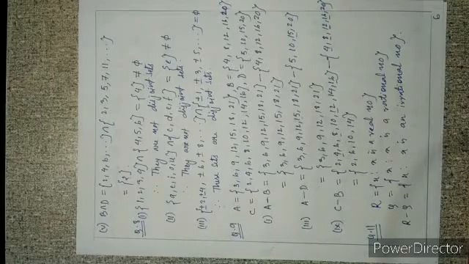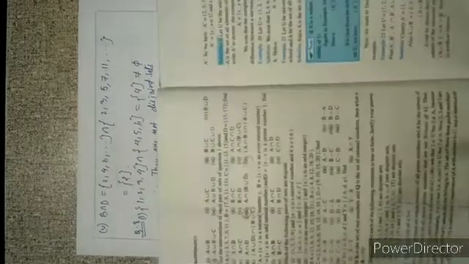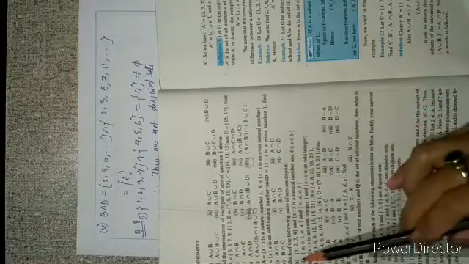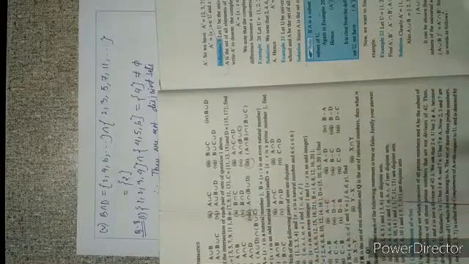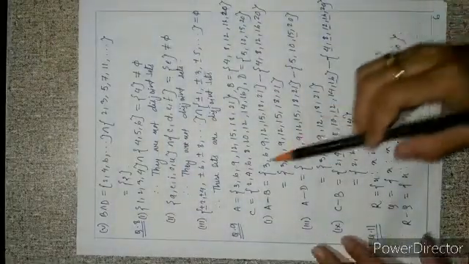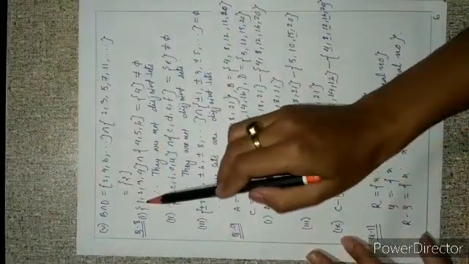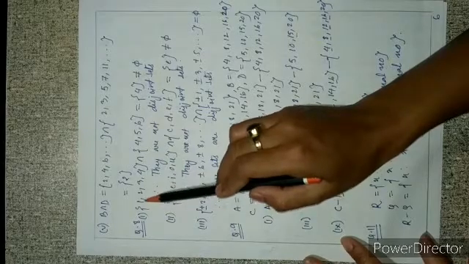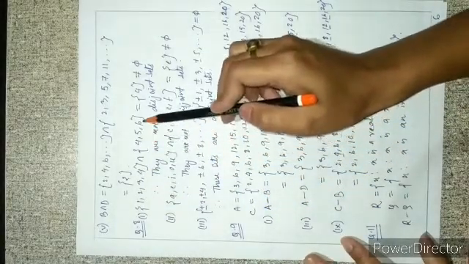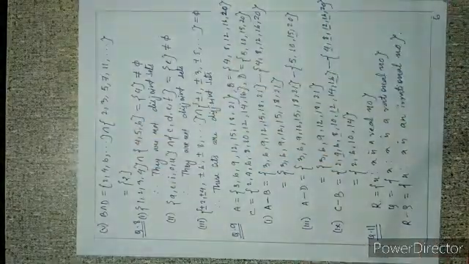Let's come to question number 8. Which of the following pairs of the sets are disjoint? Question number 8, Roman number 1. The first set has 4 elements, 1, 2, 3, 5, and the second set is 4, 5, 6. Then we find the intersection.